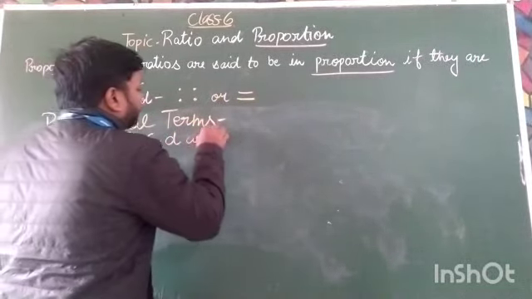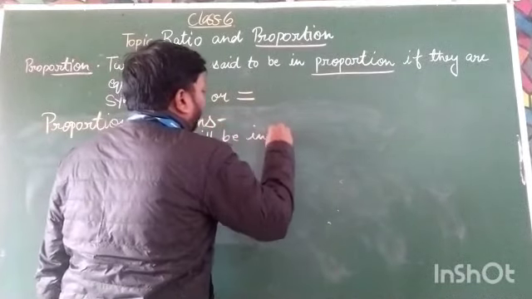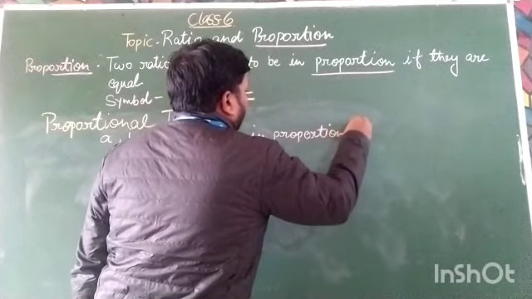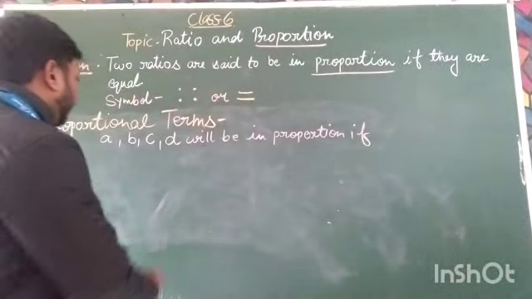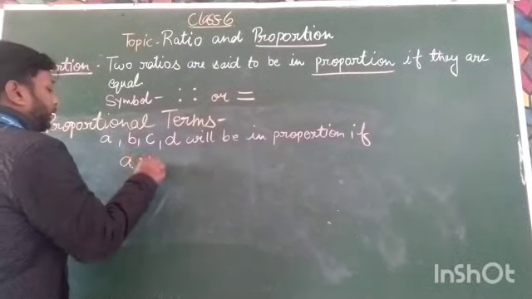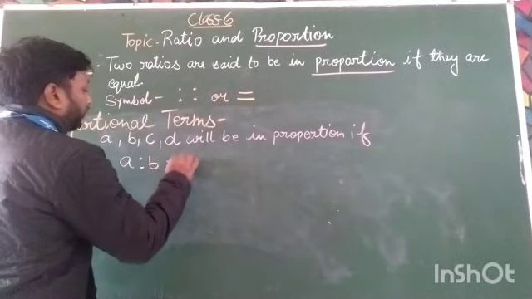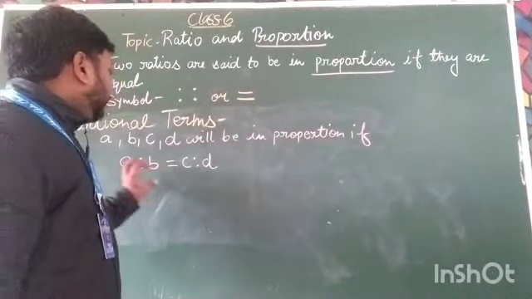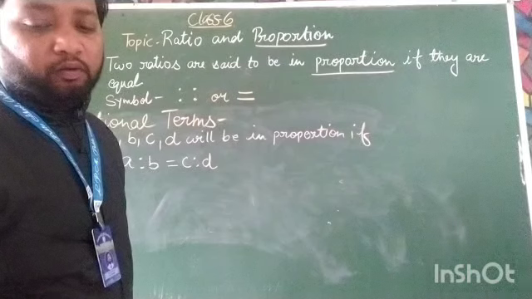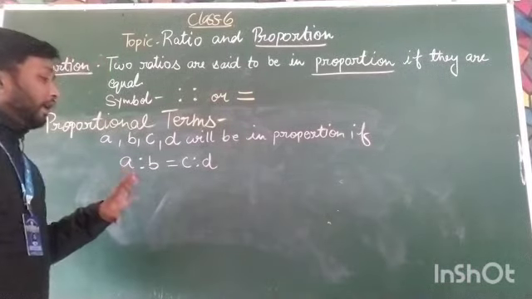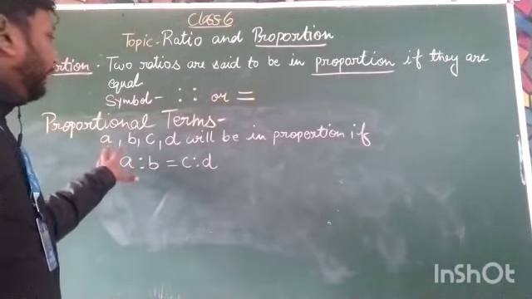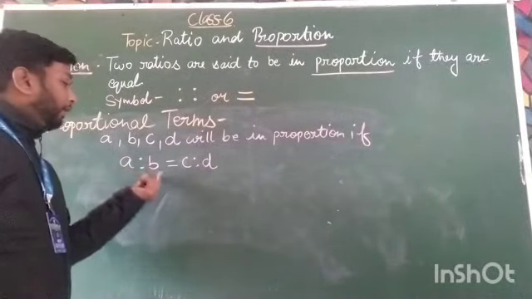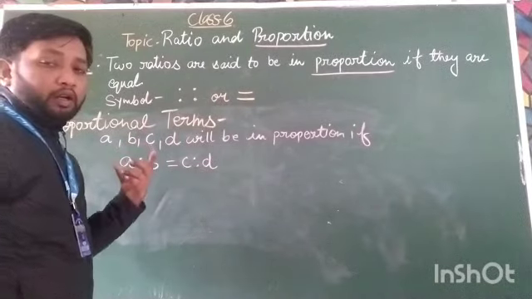A, B, C, D will be in proportion if, what is the condition? If A ratio B is equal to C ratio D. So here we see that if A ratio B is equal to C ratio D, then we can say that all the numbers are in proportion. So here is a ratio A ratio B, and here is a ratio C ratio D.